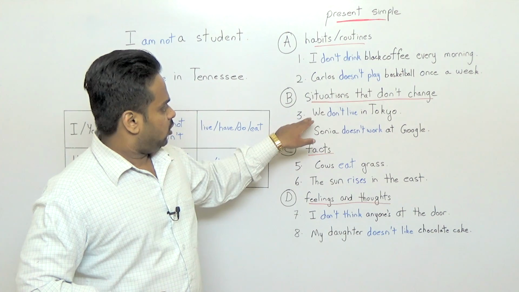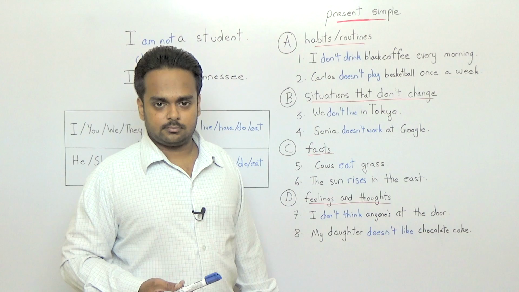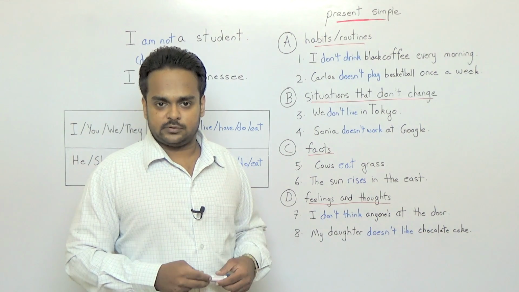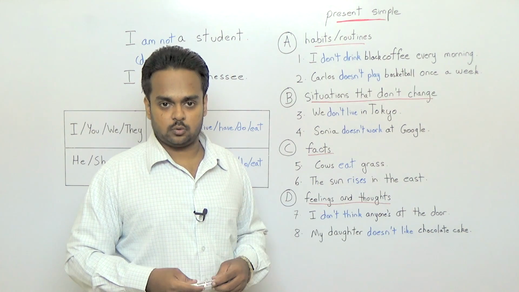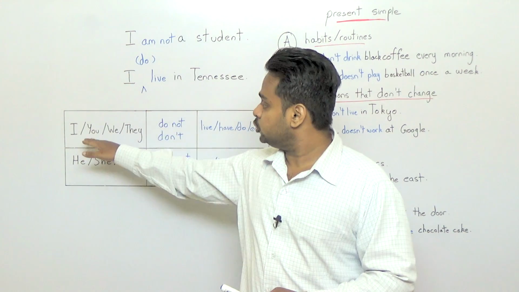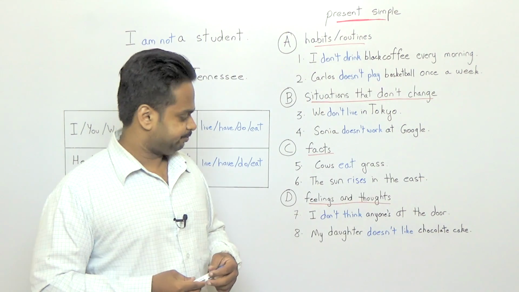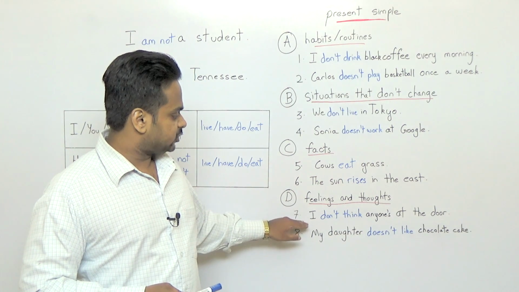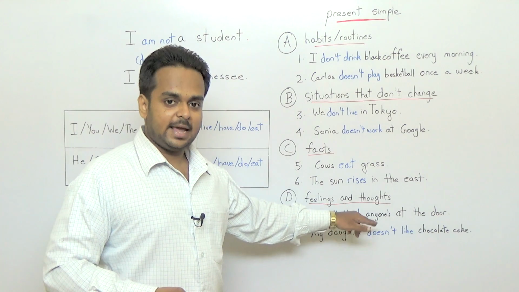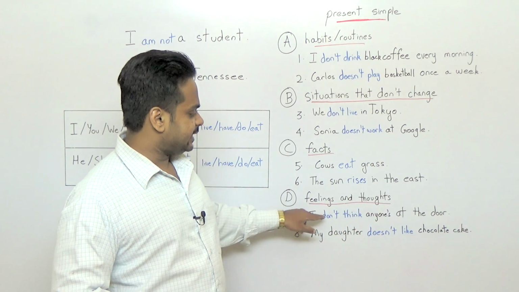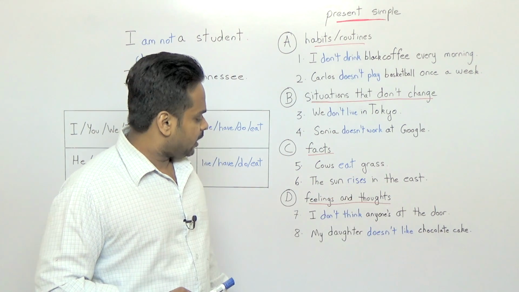Okay? Or over here, we don't live in Tokyo. We live in New York. This can also be they don't live in Tokyo. Or it can be any plural noun. Jim and Jane don't live in Tokyo. Because remember, I, you, we, they, we use don't. That is, do not. In example number 7, I don't think anyone's at the door. I've changed someone to anyone because when you're using it in the negative, you have to say anyone. Okay, that's for another lesson.